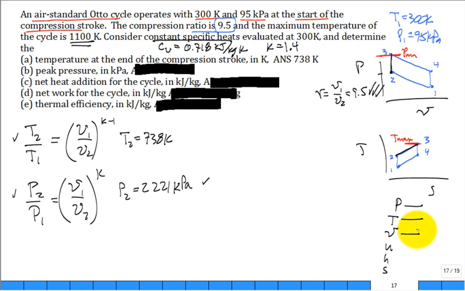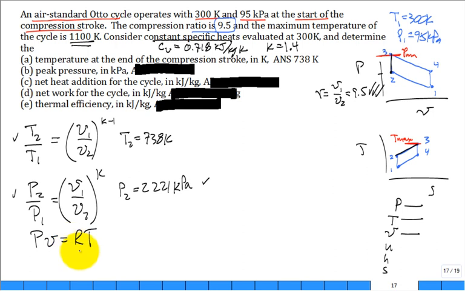And then you remember this equation, PV is equal to RT. Is that true at the beginning of the process, at state 2? Yes. Is it true at the end of the process, state 3? Yes. It's true at any point during the process as well as any point in the whole cycle. It's true always, any point in the whole cycle.